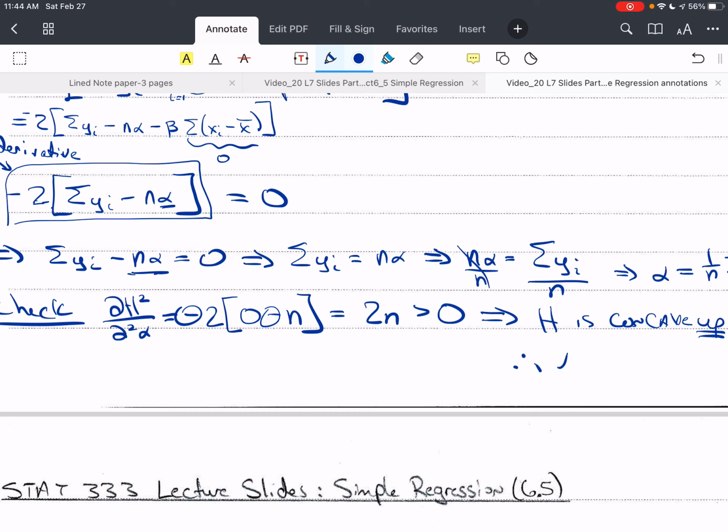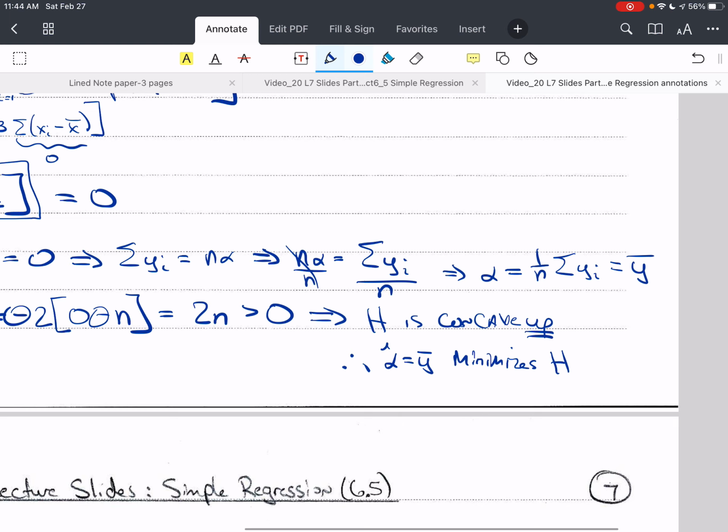Therefore, alpha hat equals y bar minimizes H. Therefore, that's a sloppy therefore, isn't it? Triangle. Therefore, alpha hat LSE equals y bar, the least squares estimate.